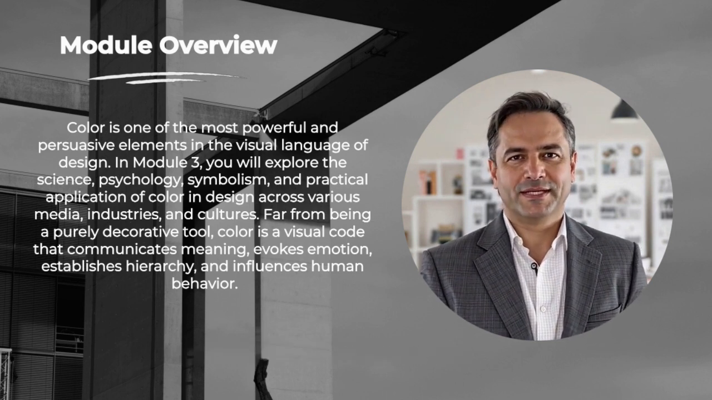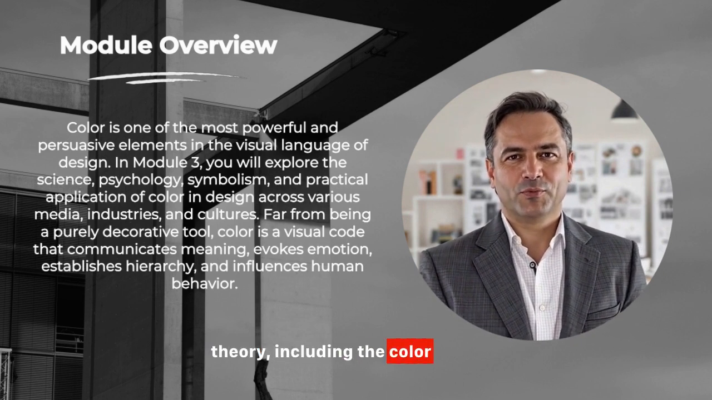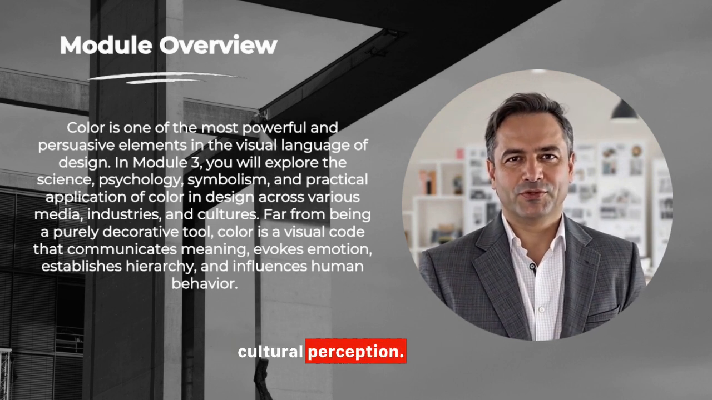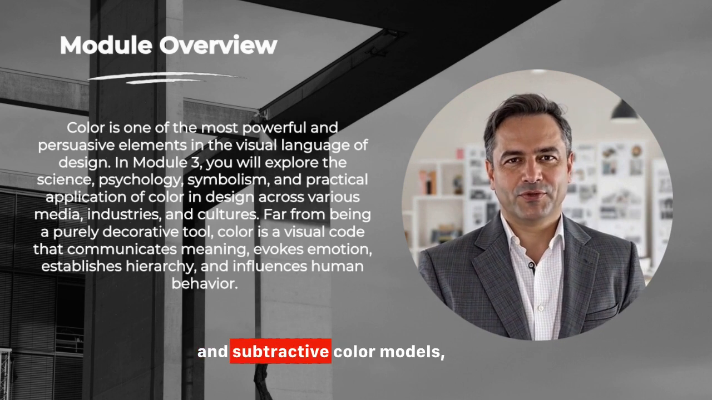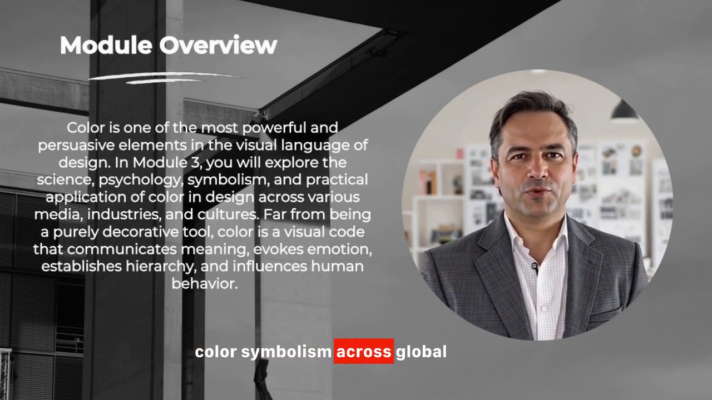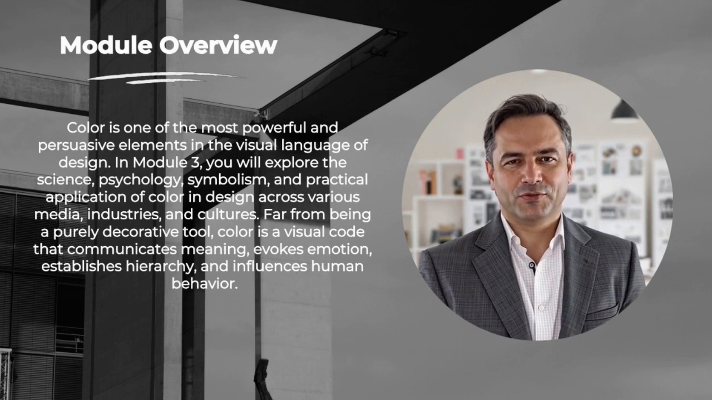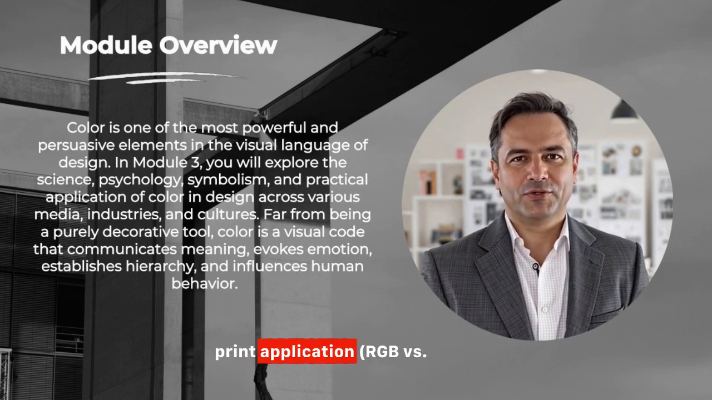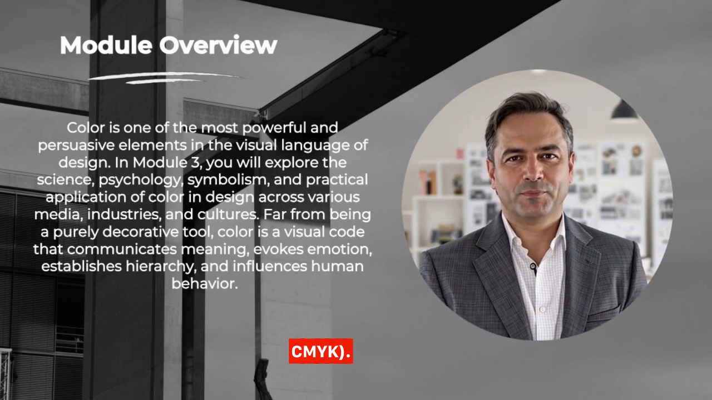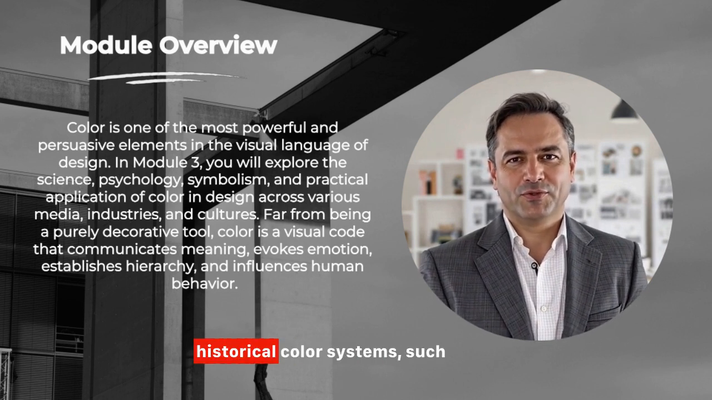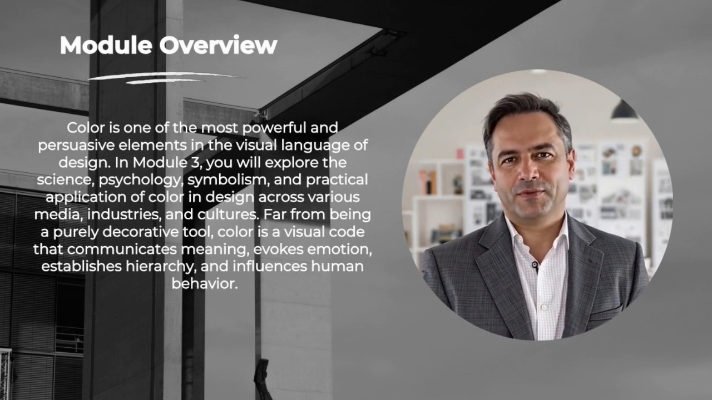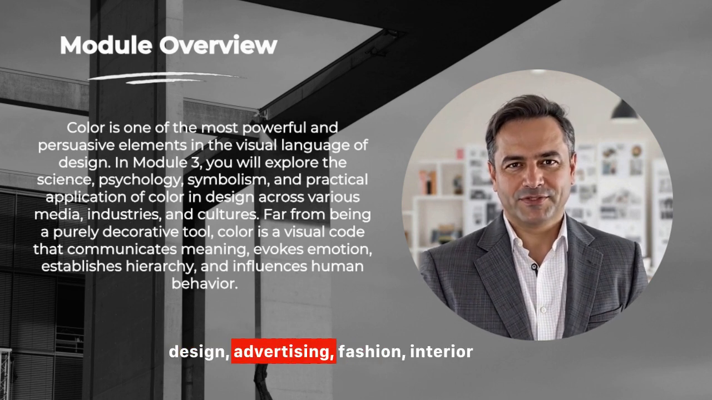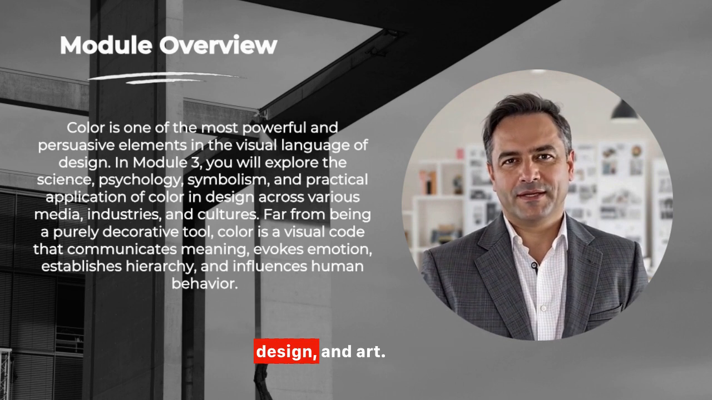This module provides an in-depth study of color theory, including the color wheel, color harmonies, contrast and saturation, temperature, and cultural perception. It also covers additive and subtractive color models, color symbolism across global cultures, accessibility in color usage, e.g. color blindness considerations, and digital versus print application, RGB versus CMYK. You are introduced to historical color systems, such as Munsell and Pantone, and guided in how to use color effectively in branding, user interface design, advertising, fashion, interior design, and art.